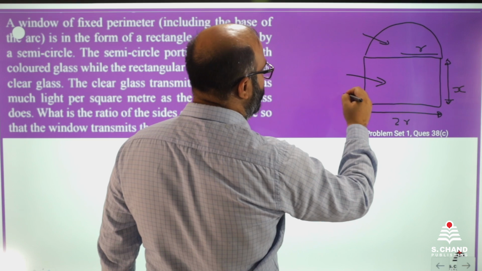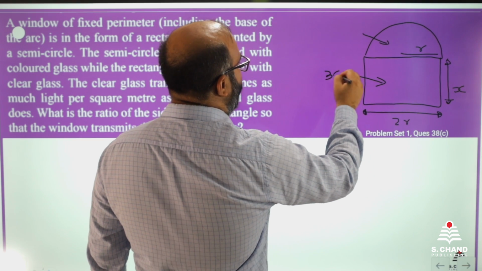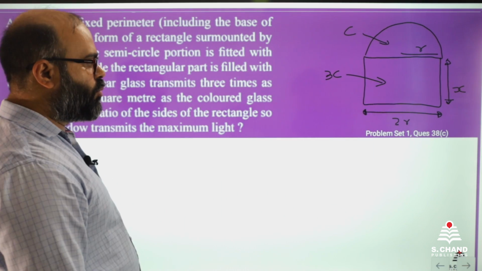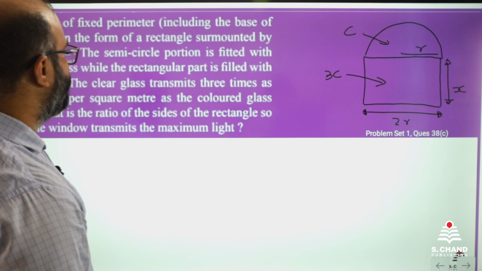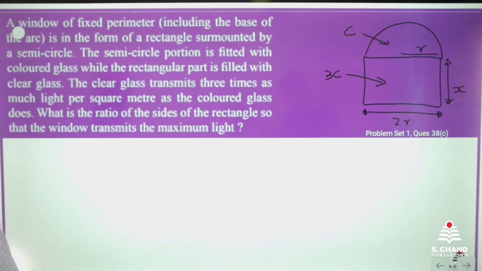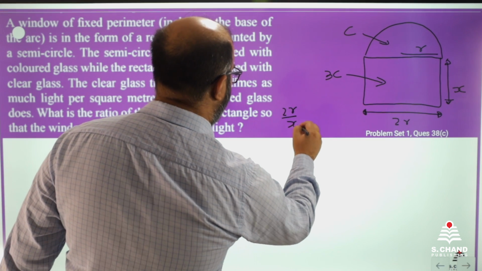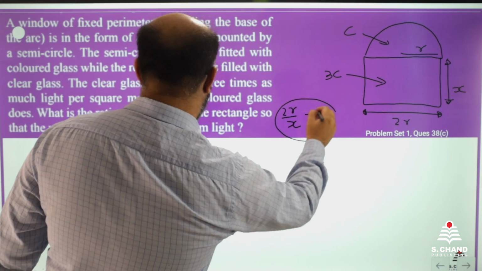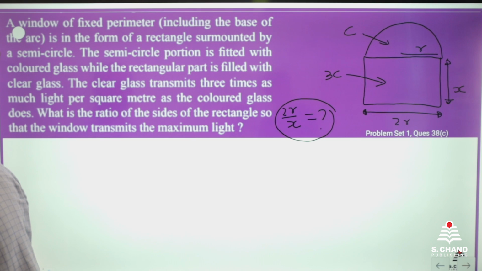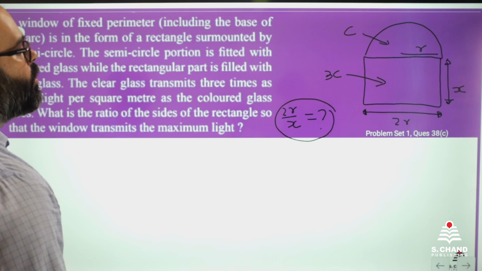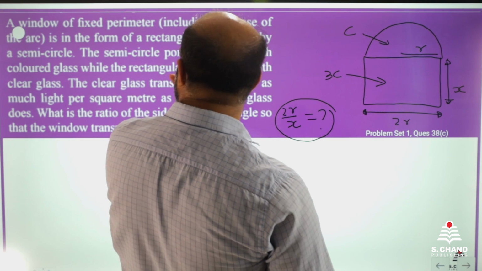So this is passing 3c light and this is passing c light. Let us suppose the ratio is 1:3. Now it is asked, what is the ratio of the sides of the rectangle, that means 2r to x, so that the window transmits the maximum light.